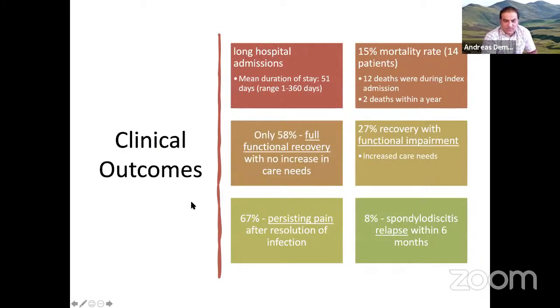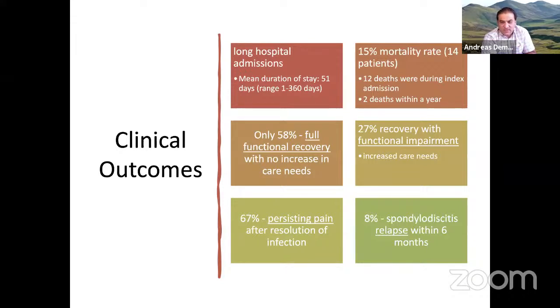Let's jump to the outcomes. We have found in this series of 100 patients that the hospital inpatient stay was quite long. Mean duration is 51 days, with a range from 1 to 360. Of course, these were not in neurosurgery. They transferred to either infectious diseases or the referring hospital. But overall, these were long inpatient stays.